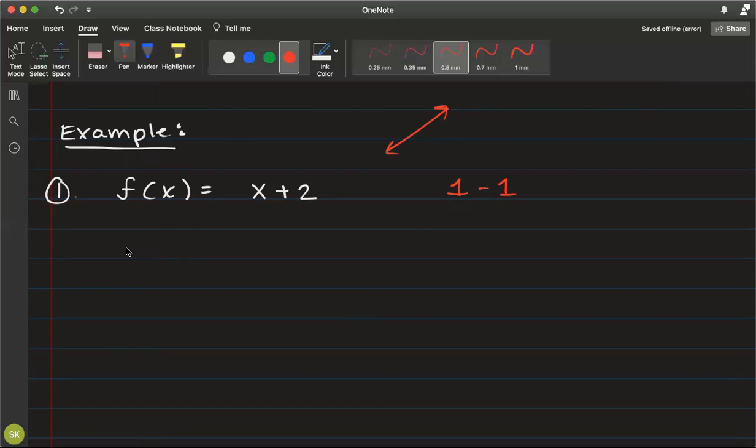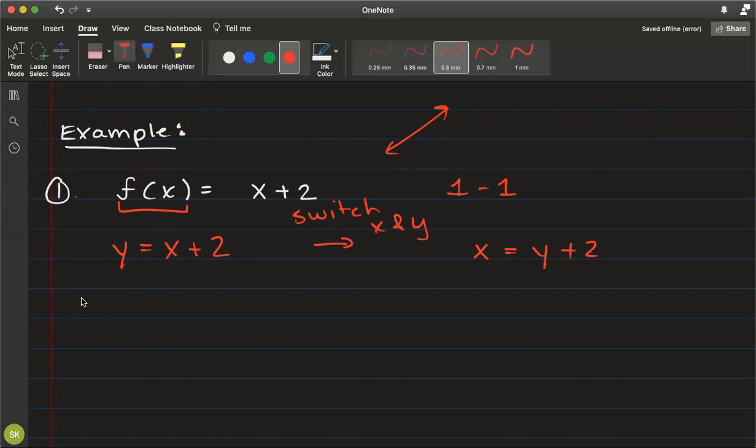Okay, so what we're going to do is write this as y is equal to x plus 2. Now remember what an inverse function does. It switches the x and the y. So that's what I want you to do first. I want you to switch x and y. So you get x is equal to y plus 2.